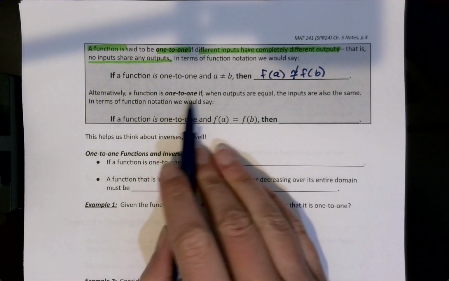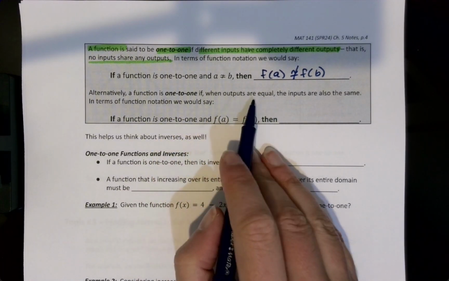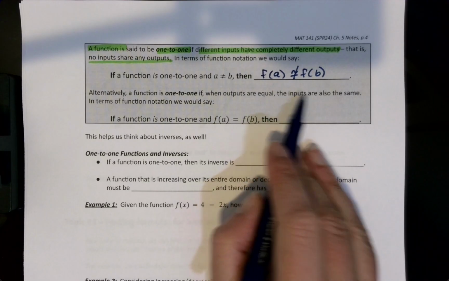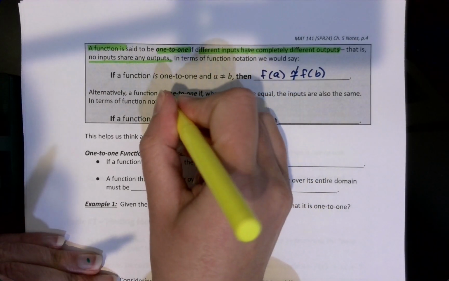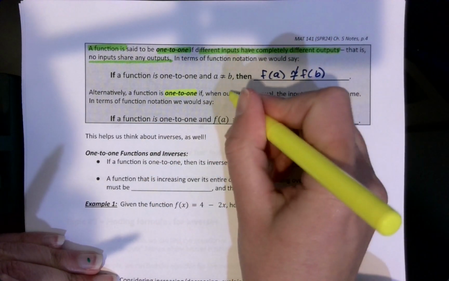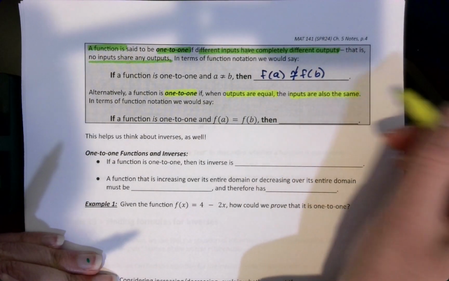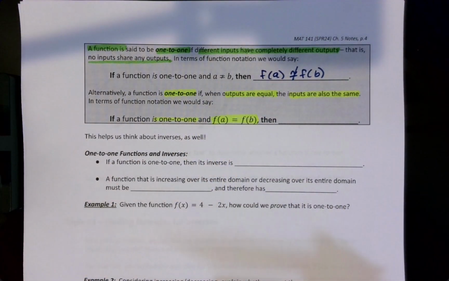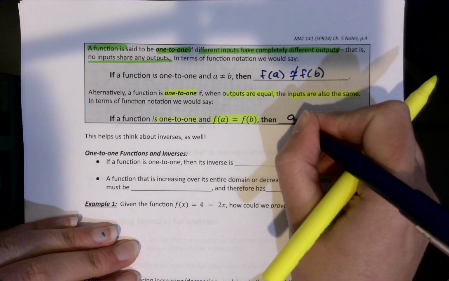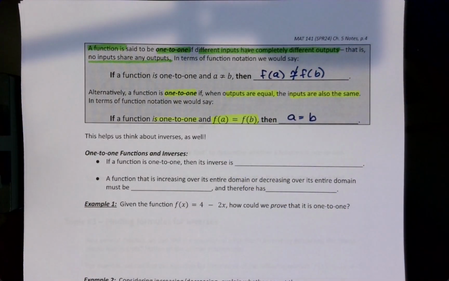Alternatively, if a function is one-to-one, when the outputs are equal, then the inputs must also be equal. In terms of function notation, same idea, when outputs are equal, inputs are equal. So if f of A is equal to f of B, then it must be the case that A is equal to B because there is no alternate input that would have given the same output. All right, so this helps us think about inverses as well.